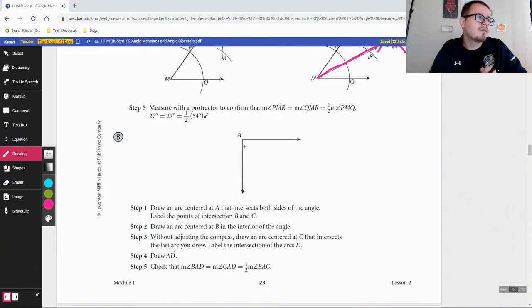And then you could confirm that, right? If you had 27 plus 27, you get 54 degrees, because that's what we're talking about the whole time. So that's the whole idea.